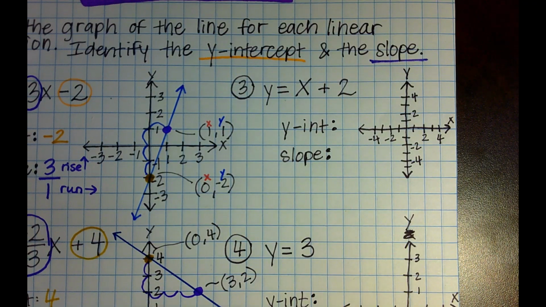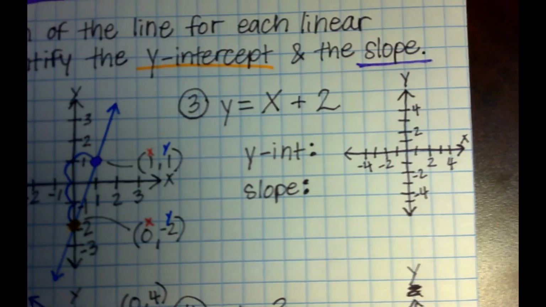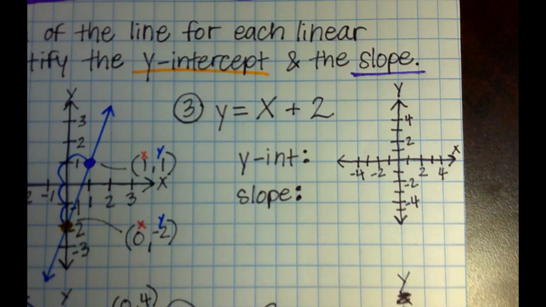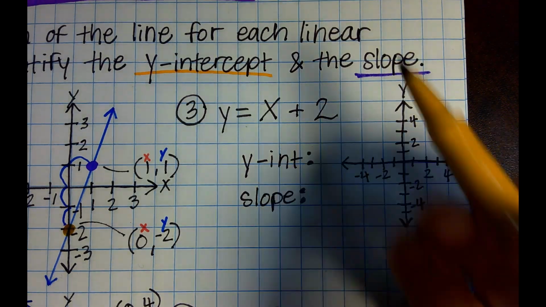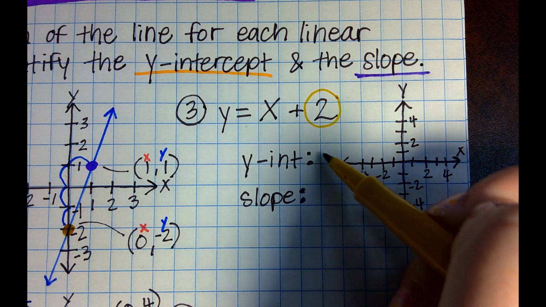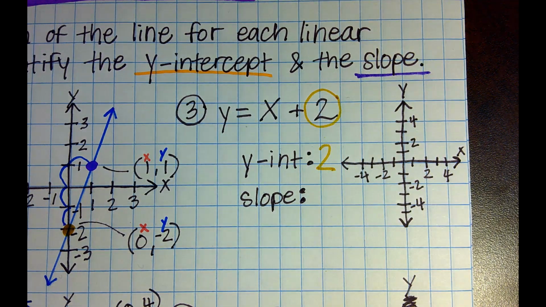I'll give you a little bit of a tricky one here for number 3. I've got y equals x plus 2. So let's look at our y-intercept first. What is our y-intercept? 2. Good. And what about our slope? So 1. So it won't be x. We don't put x in our slope.